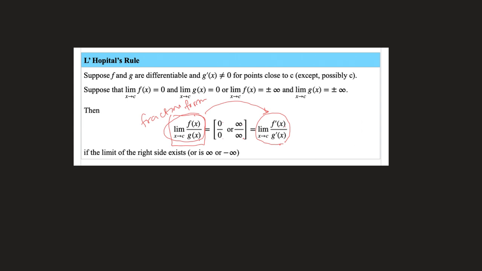Make sure of this: L'Hopital's rule is only for the indeterminate forms 0 over 0 and infinity over infinity. So when you want to use L'Hopital's rule, make sure it's only the 0 over 0 or infinity over infinity indeterminate form. The other indeterminate forms we're going to study later.